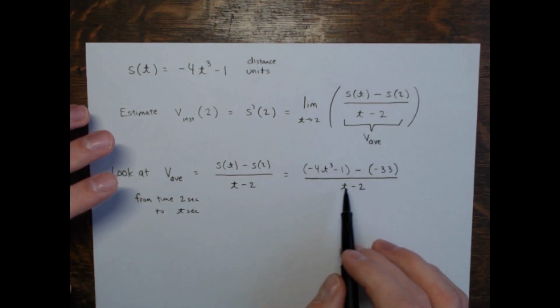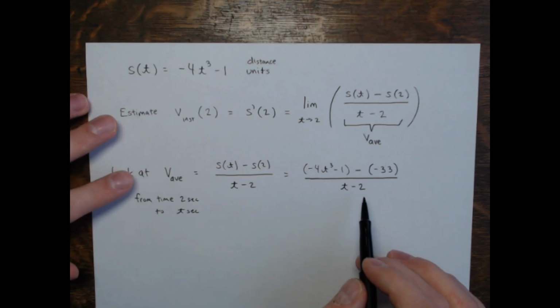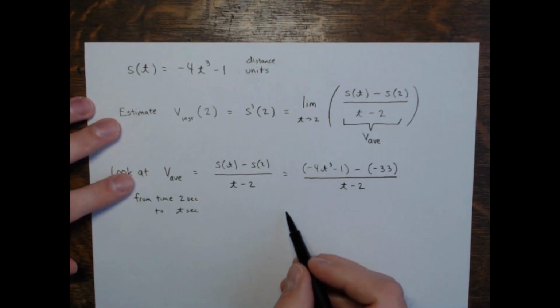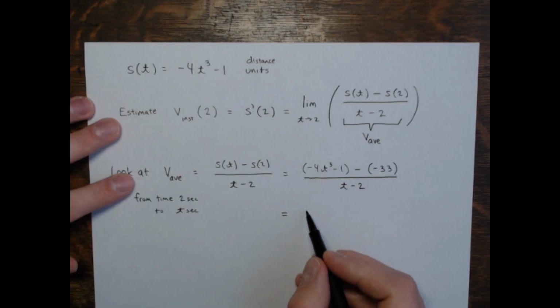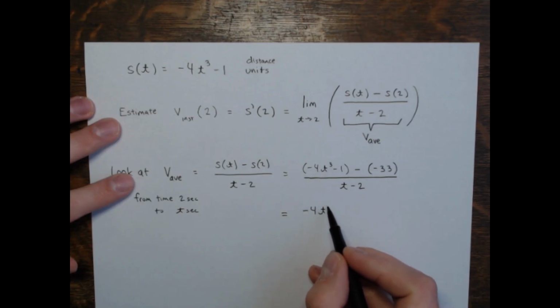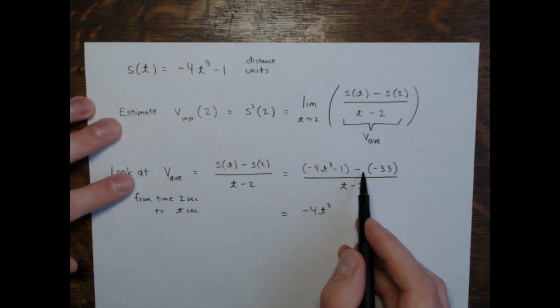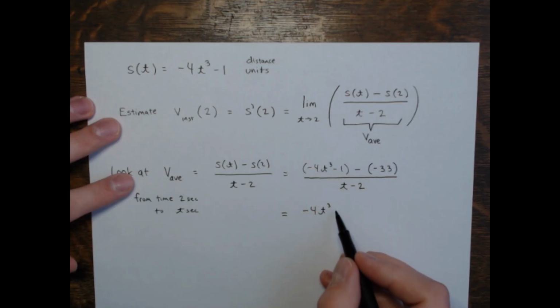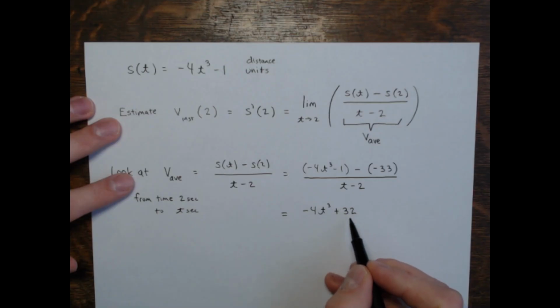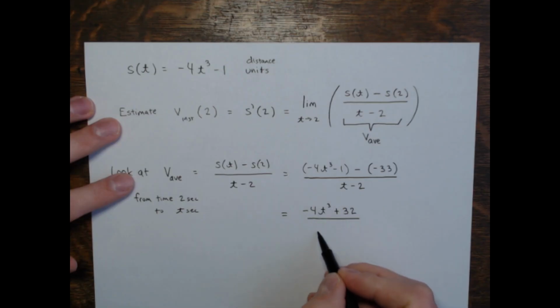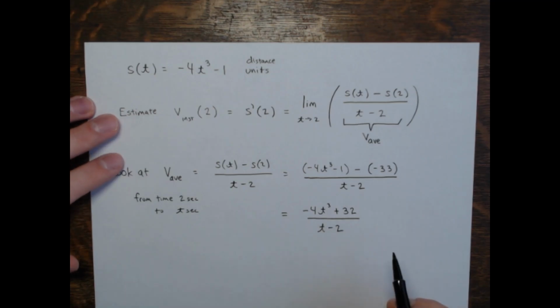All right, so we could simplify this a bit. Now you can actually just type this in. I'm going to go to Desmos in a second, but I'll simplify it first. We got negative 4t cubed, and then minus 1 plus 33, so it'd be plus 32 in the numerator, and then t minus 2 in the denominator.